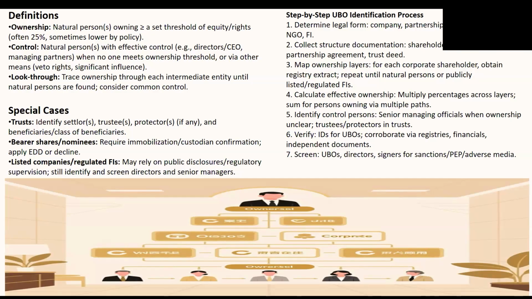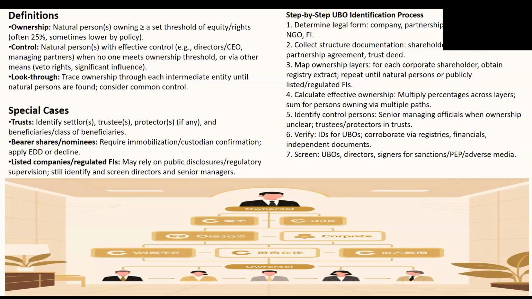If there are 5, then 20%. You have to just do simple maths. Then identify the control person, which is your senior managing officials: directors, CFO, CEO, CTO, CHRO. These are the senior managing officials. Verify IDs for UBOs, attested IDs.